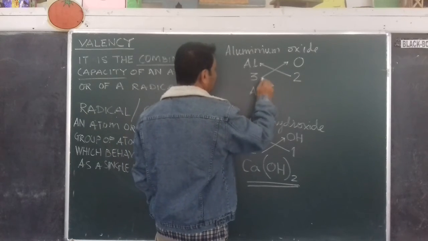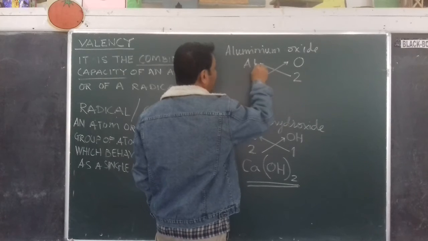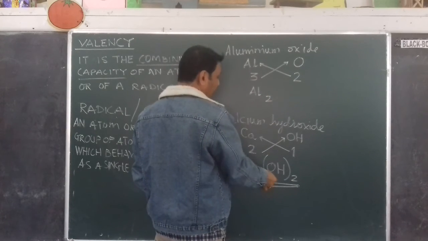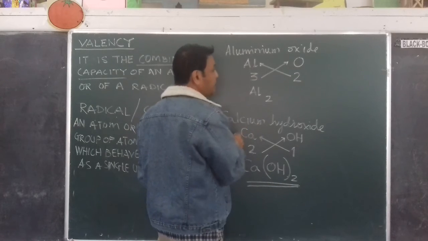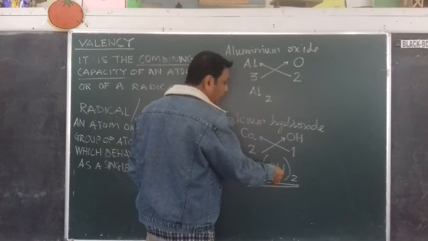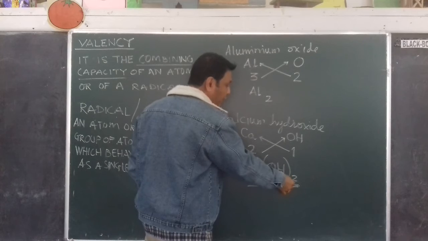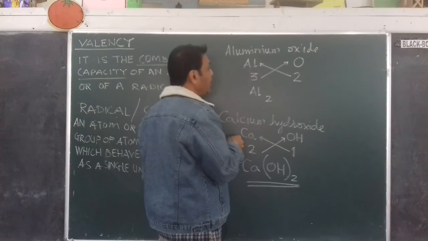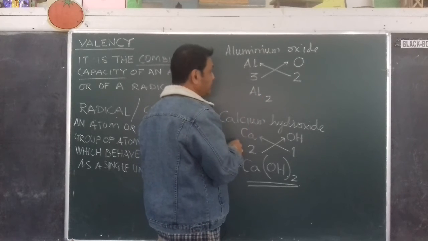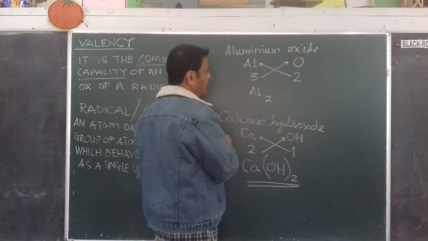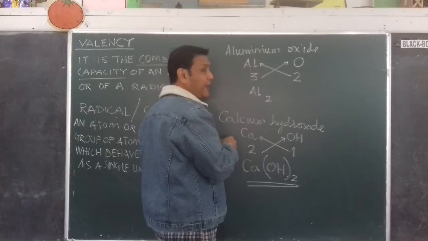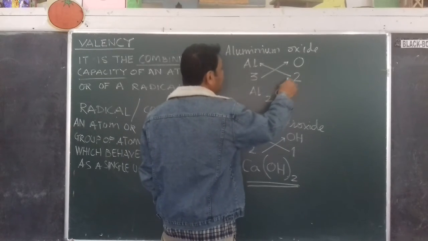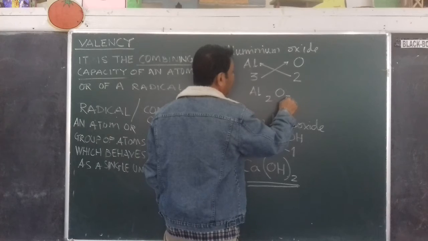Al, 2. Al is now 2. We need not write the bracket like in this case, because this is a simple radical. So in case of compound radicals like hydroxide, we put the bracket and write 2 outside, but over here we need not, because this is a simple radical. Radical of elements is called simple radical. So therefore Al2O3.